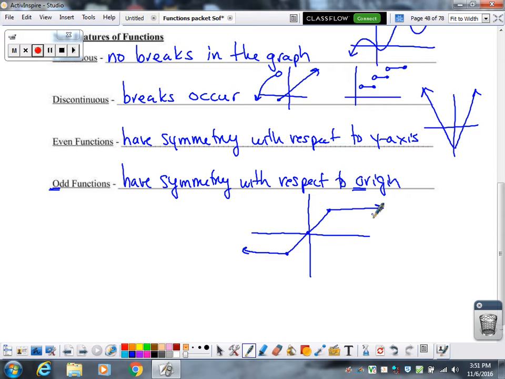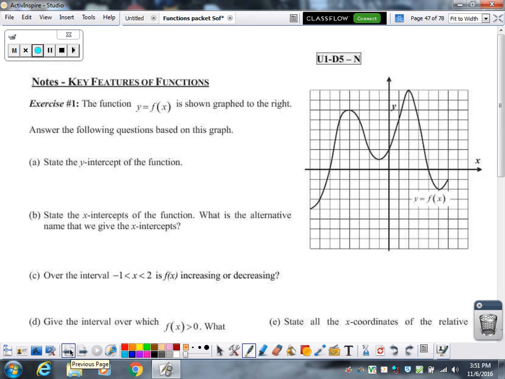Let's go back to the front of our notes, and let's do an example. This should look a lot like what you did back in Algebra 1. We have the function y is equal to f of x shown graphed to the right. We're going to answer a whole bunch of questions about it. First of all, state the y-intercept of the function. Look at the graph. The y-intercept is at 2.